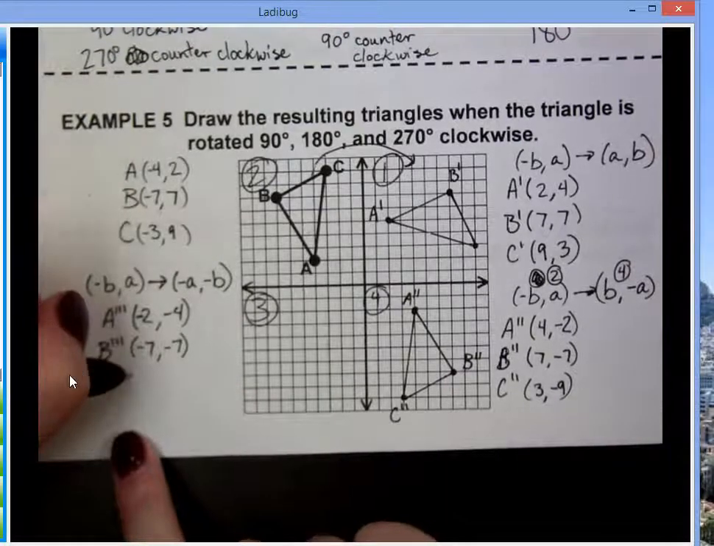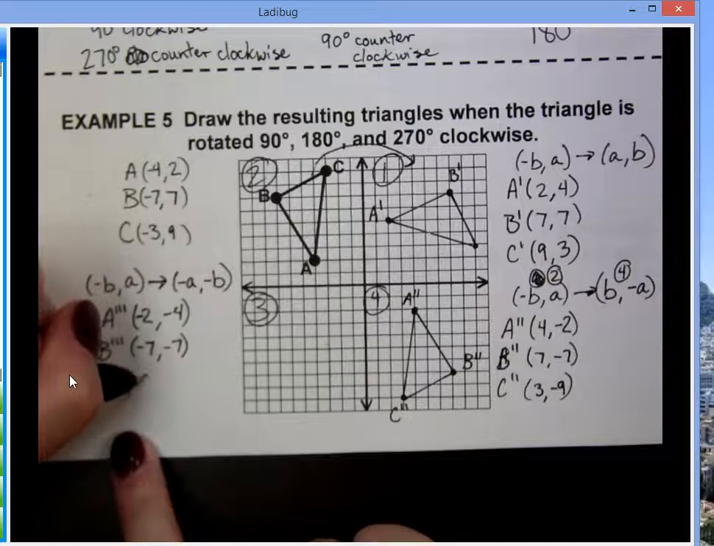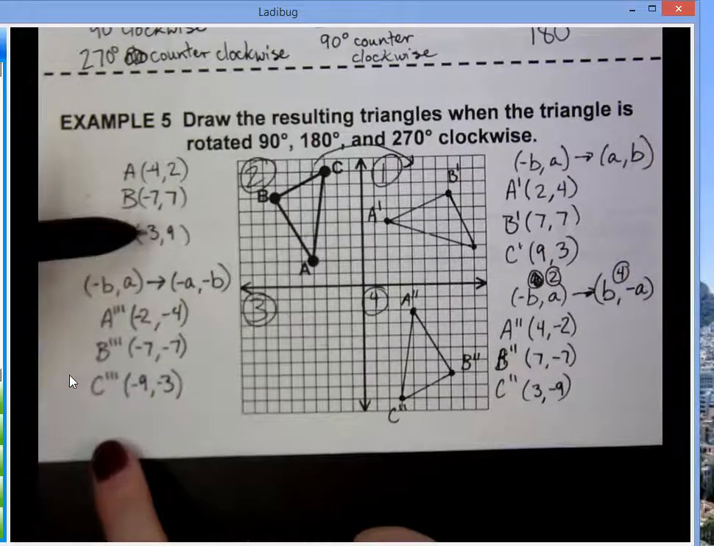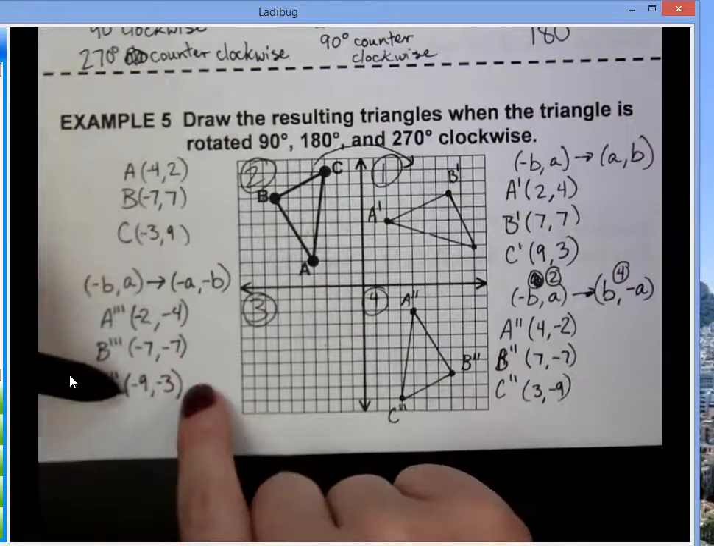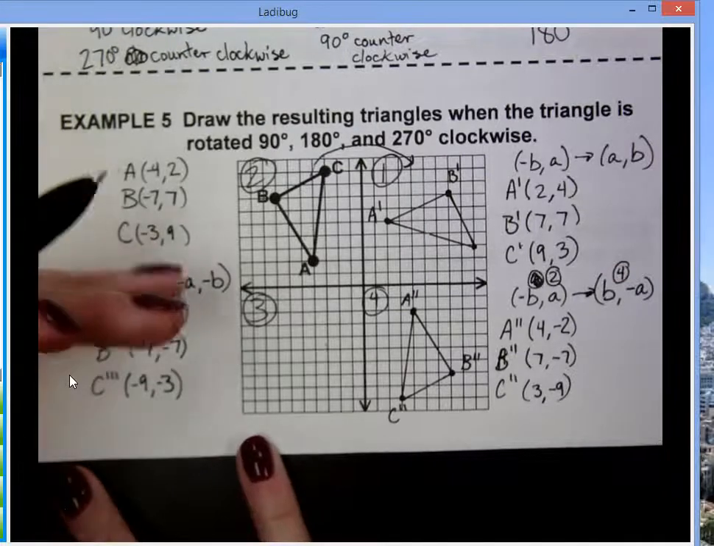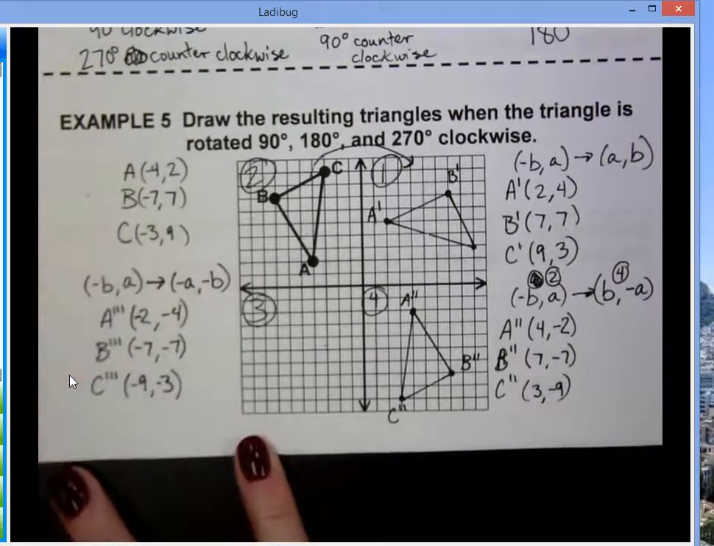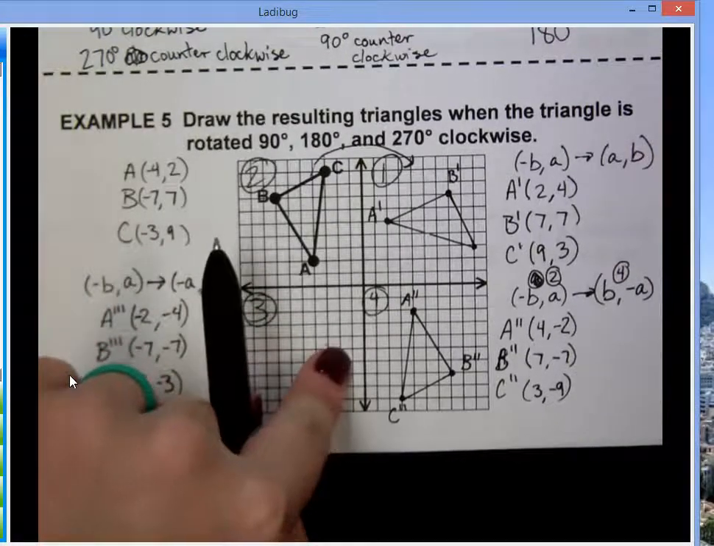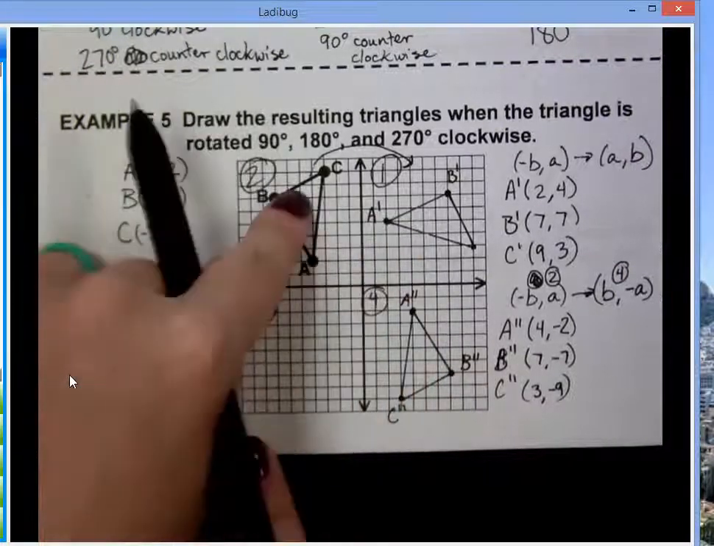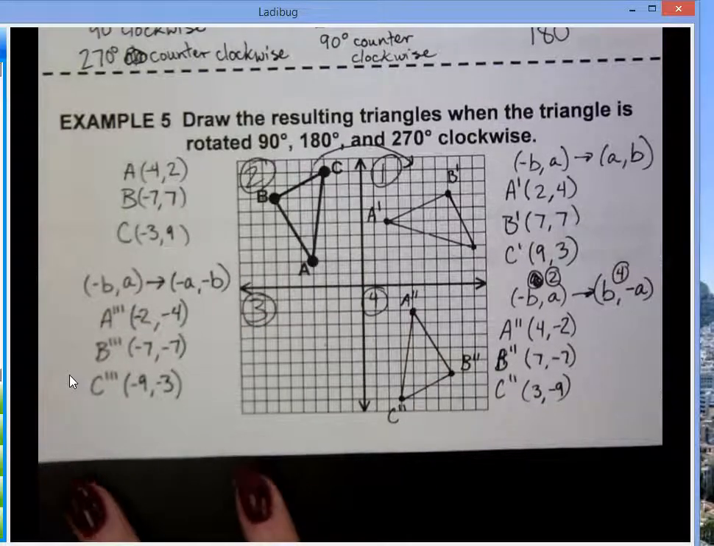And then for C, you flip the negative 3, 9, it becomes negative 9, negative 3. Just make sure, quick check, all of these numbers need to be negative, or if one of these is positive, it's going to end up in one of the other quadrants that we don't want it to end up in.